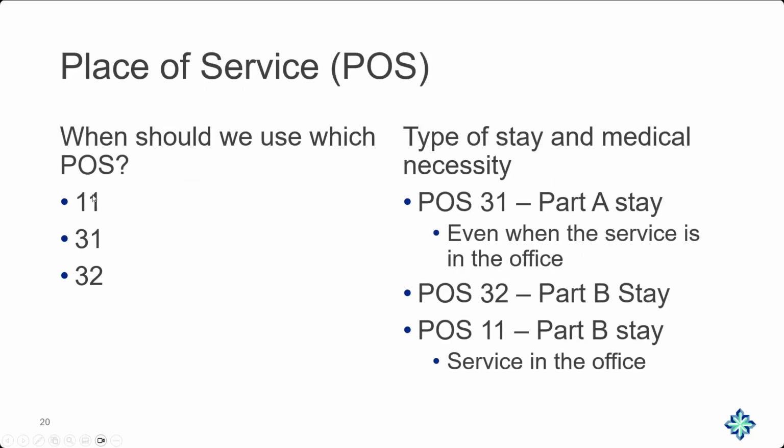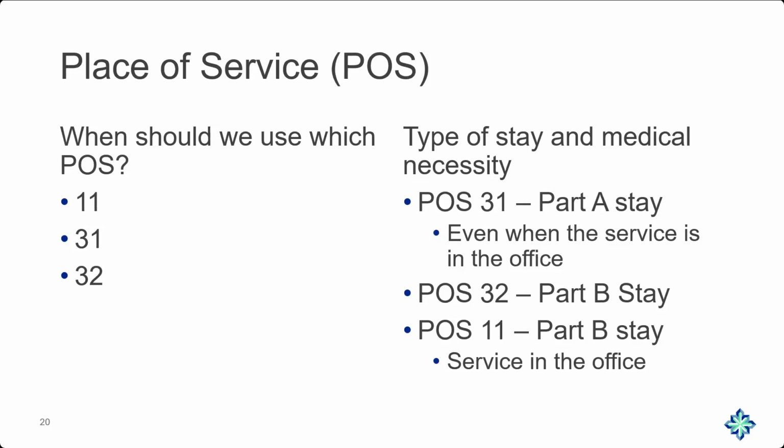We were asked about place of service codes. This is actually one of the most common questions, and I think it's because it becomes confusing. When do I bill 11 for outpatient office? When do I bill 31 for an inpatient stay, which would be a nursing facility code, 32 for an outpatient stay in a nursing facility, or 11?